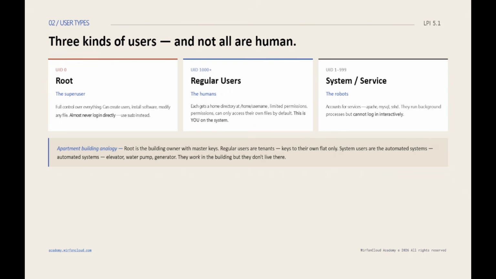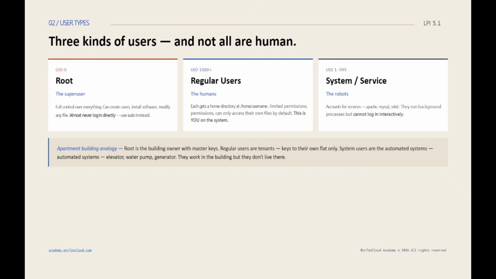3. System or service users. UID 1 through 999. These aren't people. They are accounts that services run as. For example, the Apache web server runs as the apache user. MySQL runs as mysql. sshd runs as sshd. They can't log in interactively.